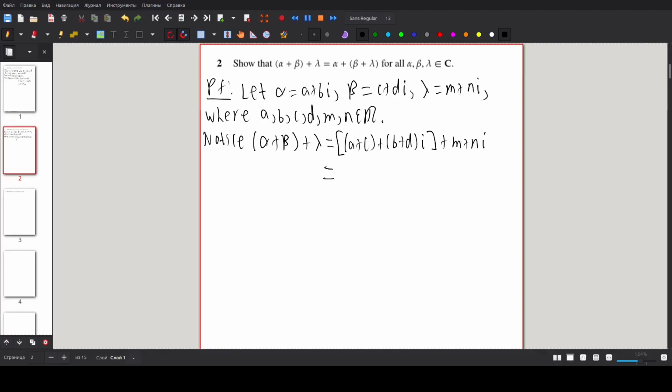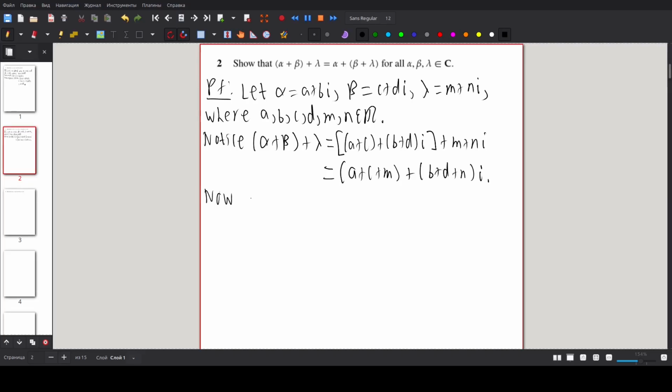All right. So if we combine everything together, what's going to happen is this. We're going to get A plus C plus M. Basically, the real parts are all going to go together. Plus B plus D plus Ni. Okay. That's not too crazy.